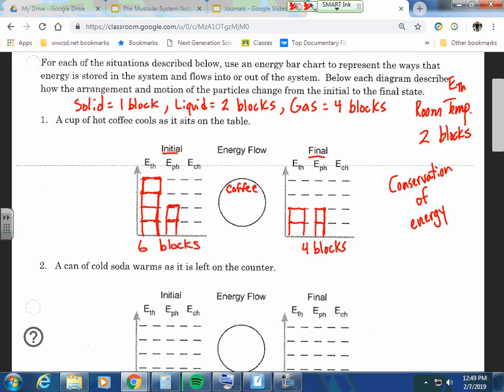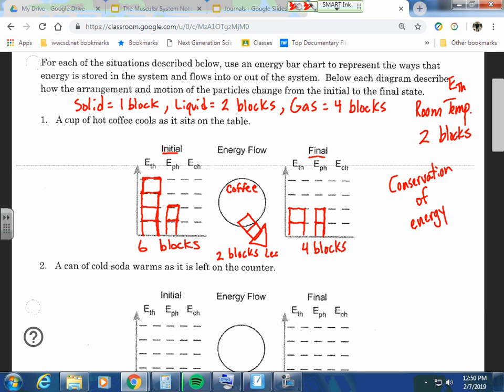Go out. Okay? So what I'm going to do here, it's a little trickier. I got to be a little bit artistic. But I'm going to show 2 blocks like this. And I'm going to put a little kind of arrowhead on it to show that it's leaving the coffee. Okay? And I could even make a little note of that. 2 blocks leave.